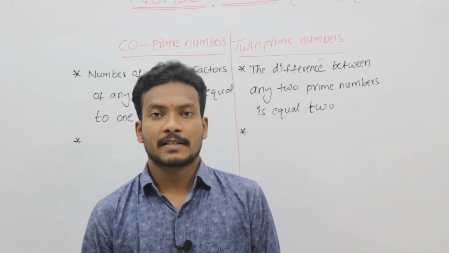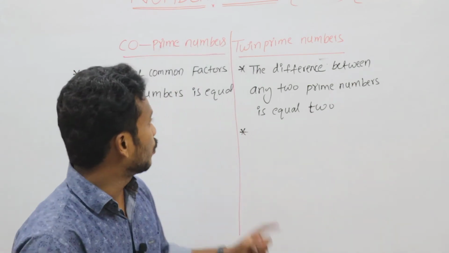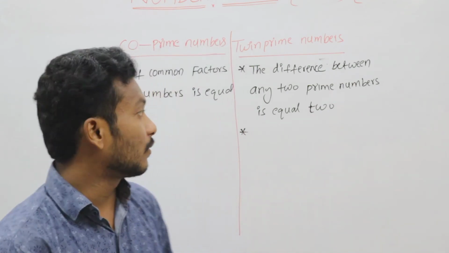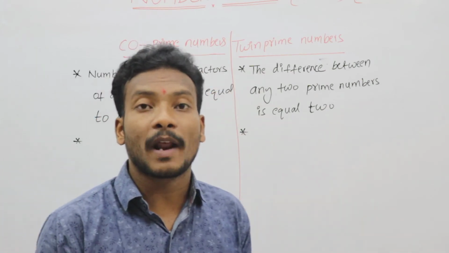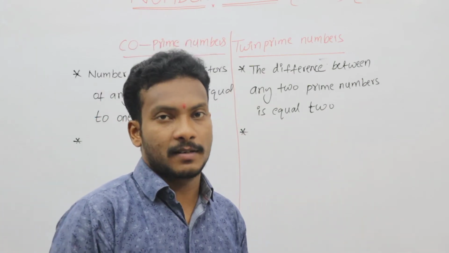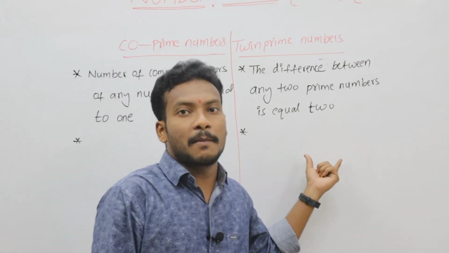Okay, right. Next, in types of numbers, there are two other types. What are those? Co-prime numbers and twin prime numbers. Now, what is meant by co-prime numbers? What is meant by twin prime numbers?